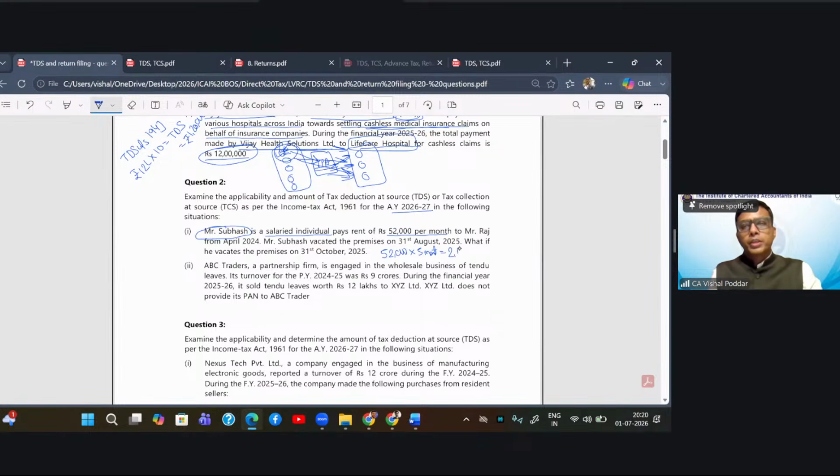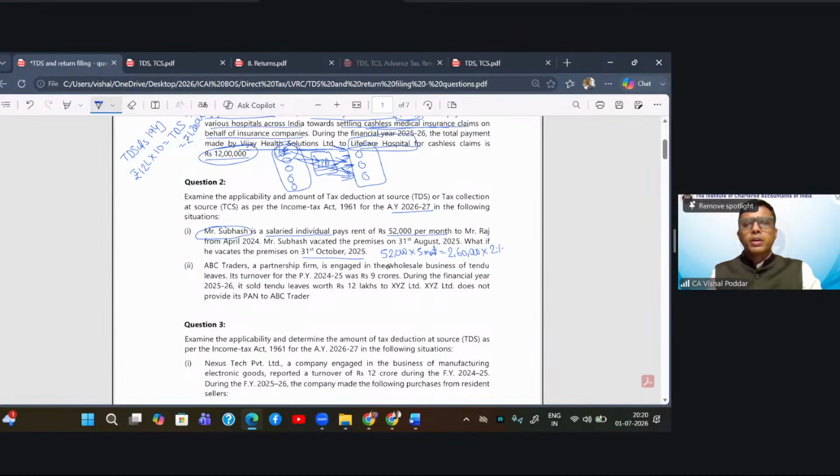25, 260, 2%. Correct, students? Correct? Then next, second part. What if he vacates the premises on 31st October? The number of months is increasing. So 2 more months are increasing.